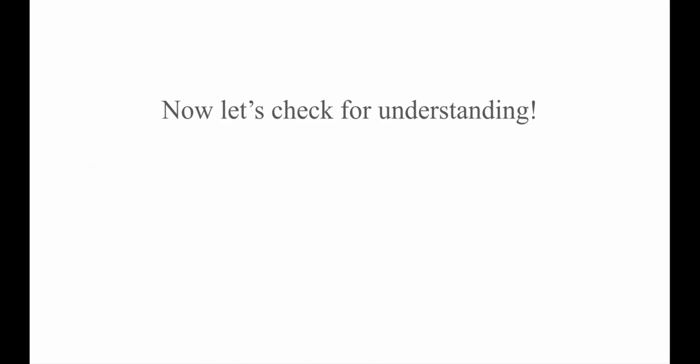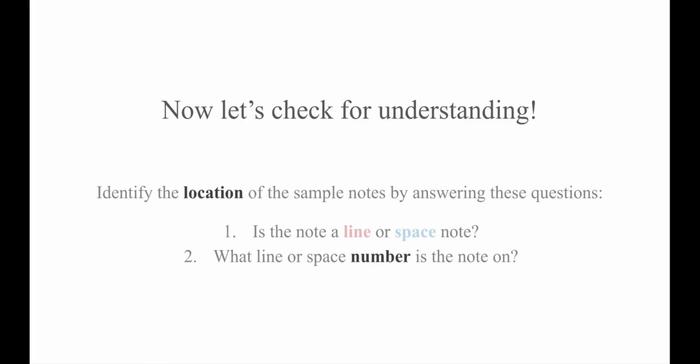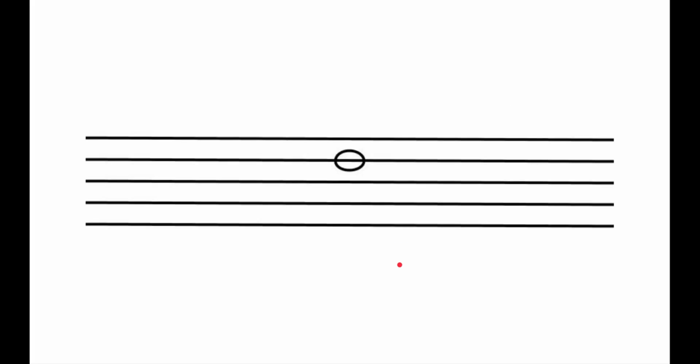Okay, now let's pause and check for understanding. I'm going to give you some notes in a random order, and I want you to identify the location of the note on the staff. You're going to do this by answering 2 simple questions. First, you're going to say whether it's a line or a space note. Then you're going to say what line or space number the note sits on. Let's try one. Okay, so here's your first example.